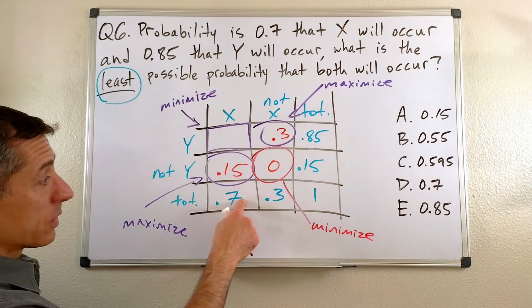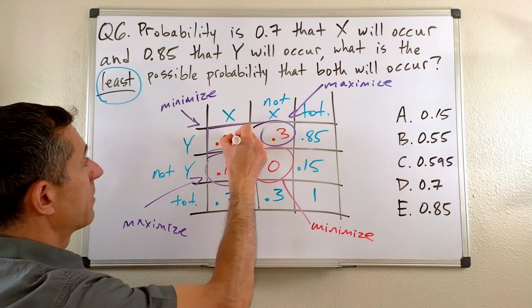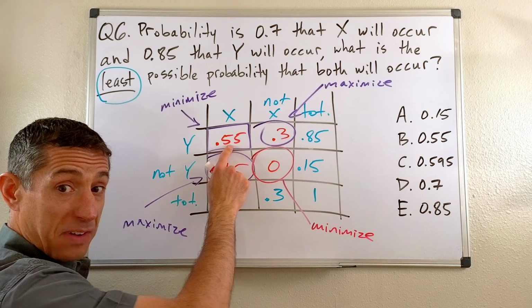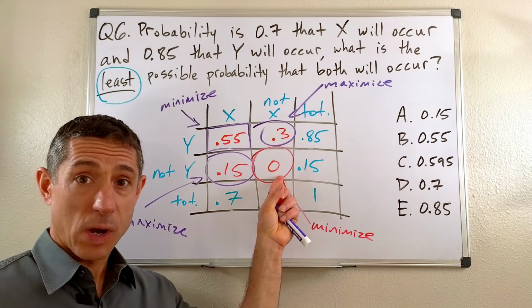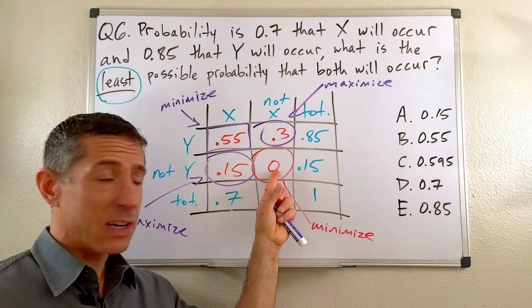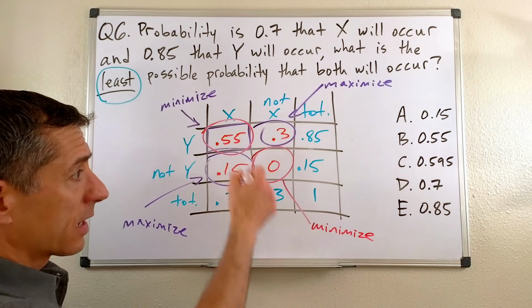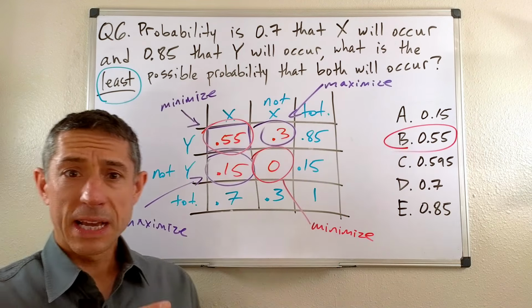So what do we get here? Do a little subtraction, 0.7 minus 0.15. We get 0.55. Does that work? 0.85 minus 0.3 also gives us 0.55. Looks like we're in business here. Smallest I can make this one, where neither X nor Y occur, smallest I can put there is 0. Go ahead and follow it around, do a little bit of arithmetic. There you go, 0.55, that's it. And that's your answer. So nice, simple thing.